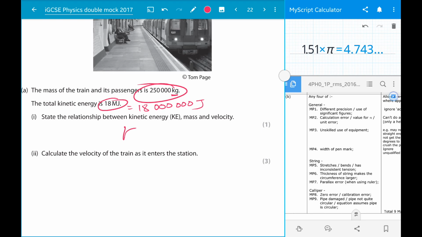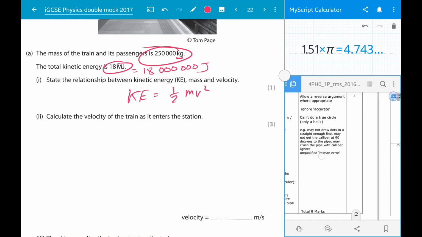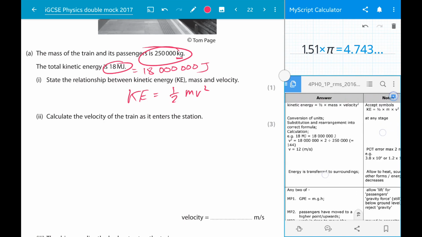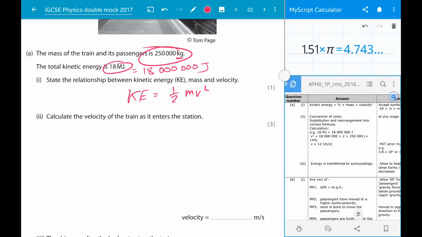So this one is KE equals a half mv squared. We should know that. And like I said, you can carry on using abbreviations like m and v for mass and velocity. So here, KE equals half mv squared. Calculate the velocity of the train as it enters the station. So if you wanted to, you could try and rearrange the formula.